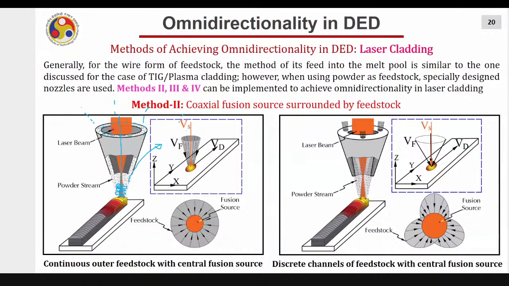You have Vs that is vertical, you have Vf that is in the conical form, and you are moving in the Vd direction of deposition. And now the angle between Vd, Vf and Vs is always the same, right? Hence the process is omnidirectional. Of course, there are issues with this type of nozzle.